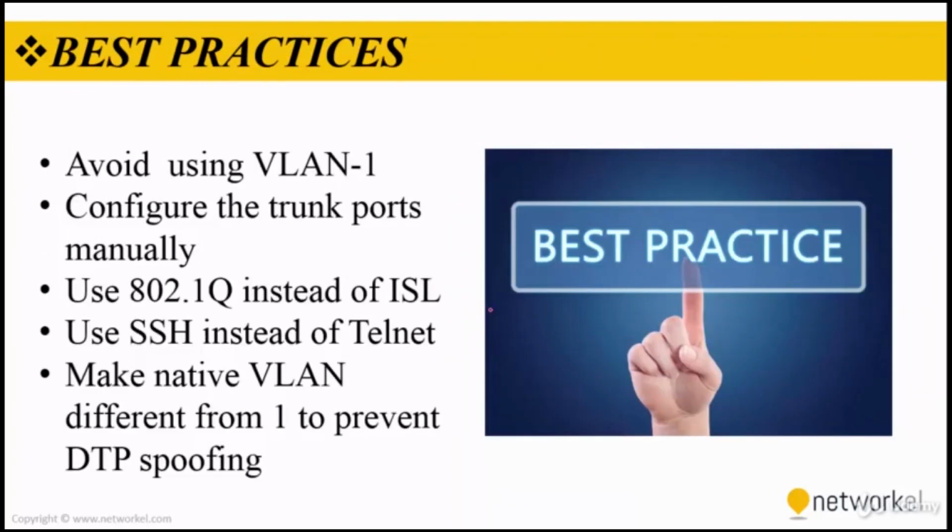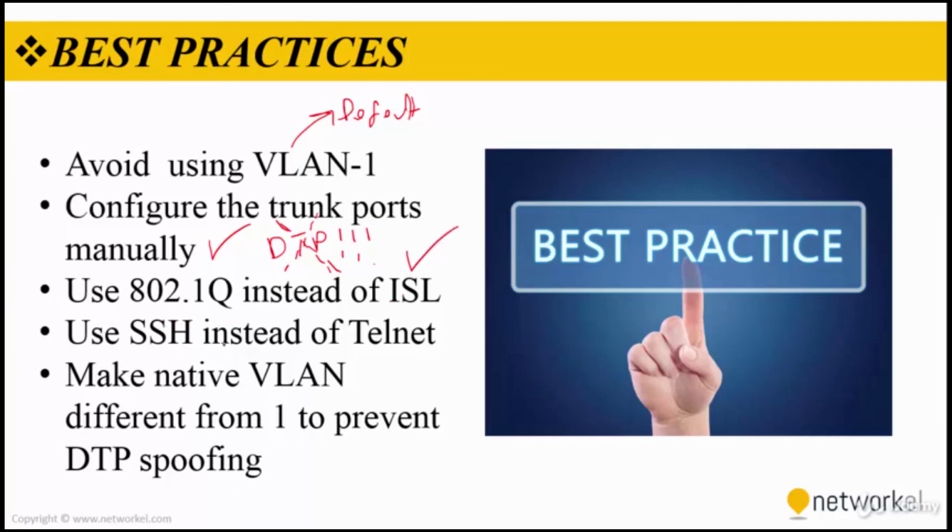And here are the best practices for VLANs and trunking. First, we need to avoid using VLAN 1 to avoid security issues, because VLAN 1 is the default VLAN. Second, we need to configure the trunk ports manually. Don't use DTP, please. You can face big problems if you use DTP. And third, we need to use .1Q instead of ISL.